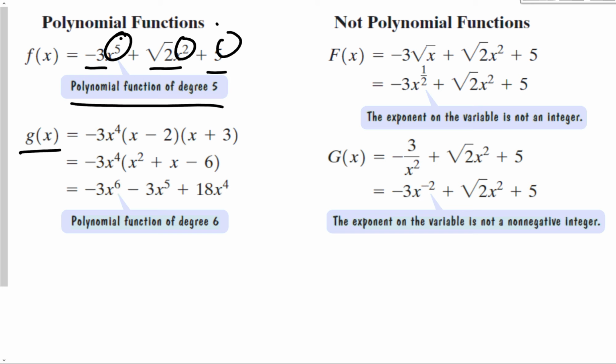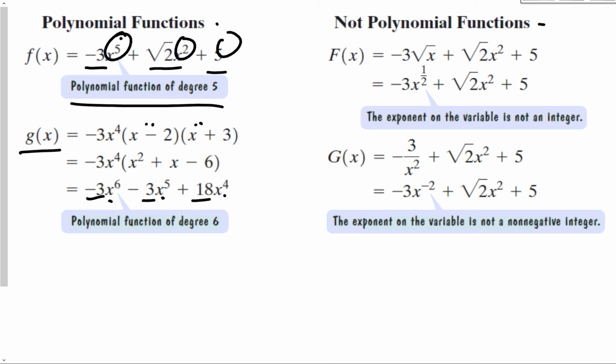When I look at g of x, okay, I can kind of see that it's going to be a polynomial function, but I'm not sure what degree it is until I FOIL these two together and then distribute the 3x to the fourth power, the negative 3x to the fourth power, to the rest of the polynomial. And then I can see that it is a polynomial function of degree 6 because that is the biggest exponent, okay? And all of my coefficients are real numbers. All of my exponents are non-negative integers.